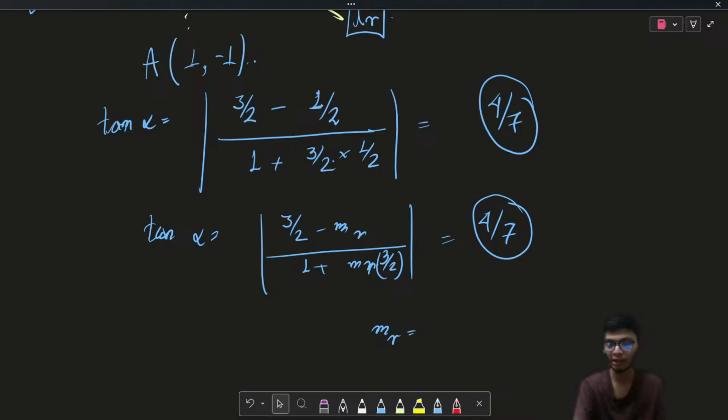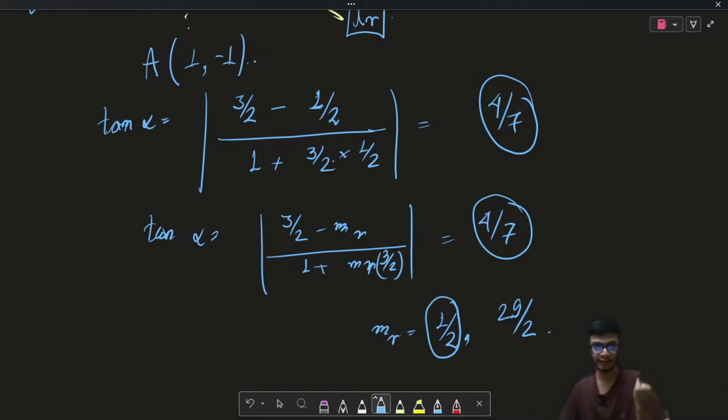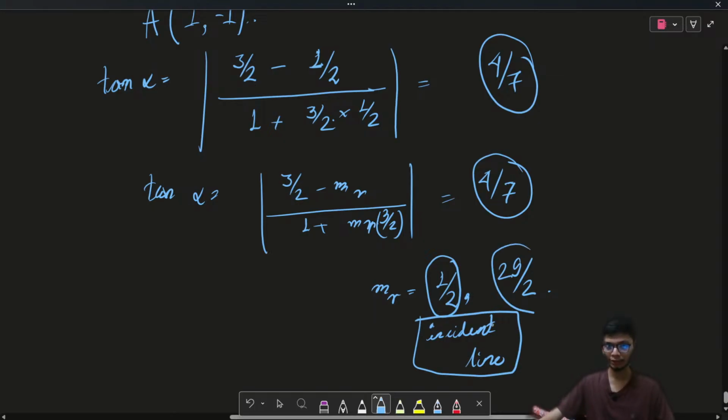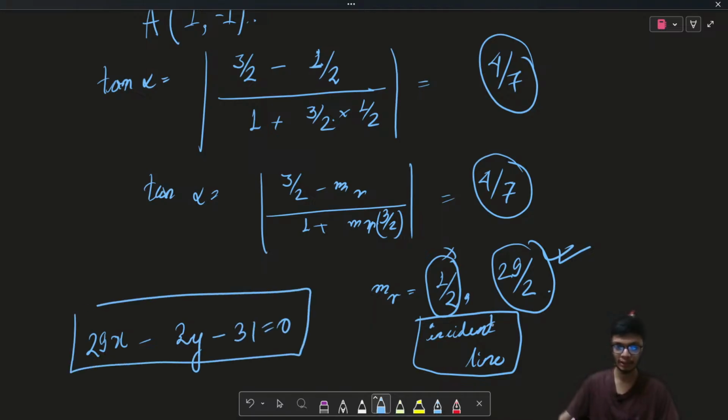Please try to find the corresponding values. If you do, you will see a half is also coming up, and one more value will be coming up as 29 by 2. Now a half cannot be the reflected line, because it is basically traveling along the incident line, right? It is basically the incident line, which cannot be the reflected line. Therefore 29 by 2 should be the accepted slope, and from here I can obtain the equation of my reflected line as 29x minus 2y minus 31 equals 0. So this is my equation of the reflected line.